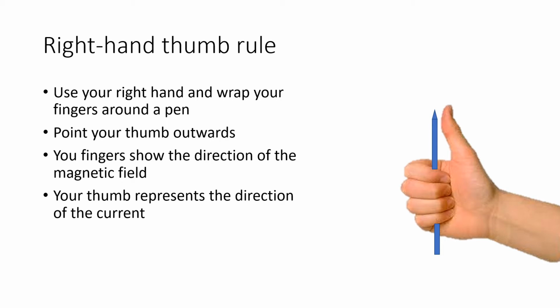If we were to put the current through the wire the other way, so instead of the current going up, the current going down, you would see that as we wrap our hands around, the magnetic field lines would be traveling in a clockwise direction.